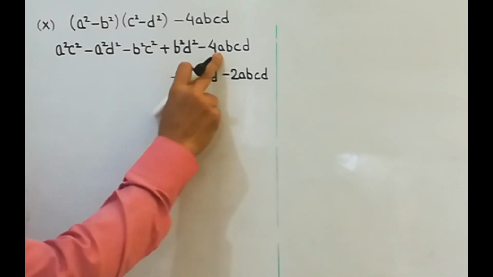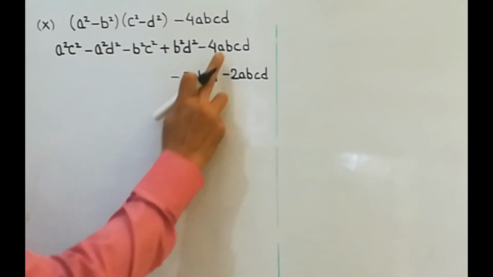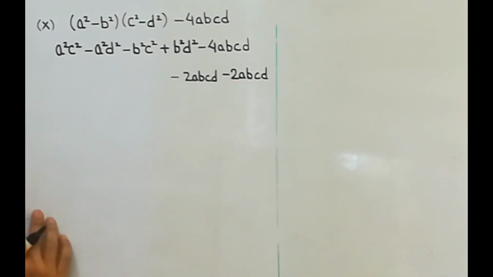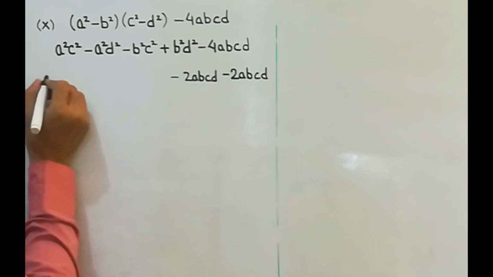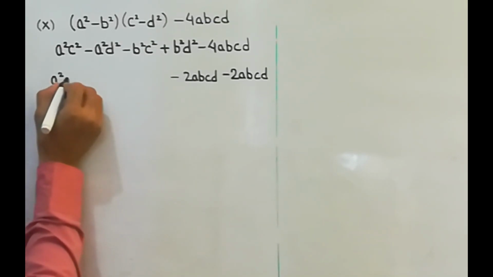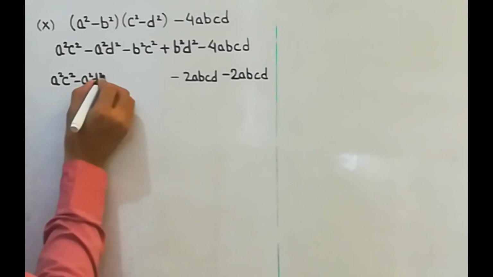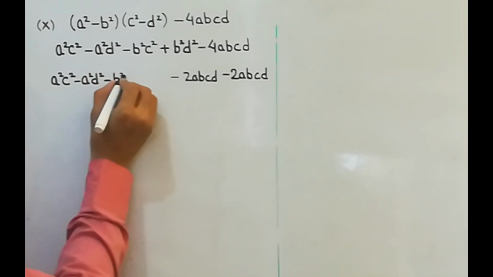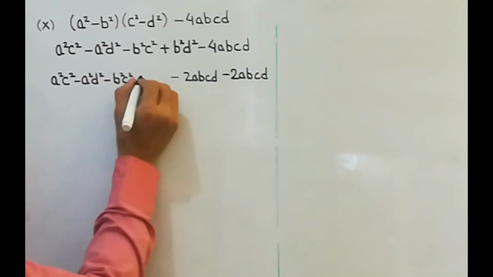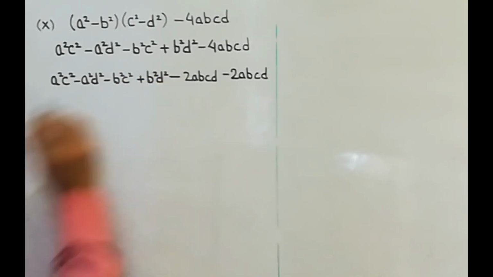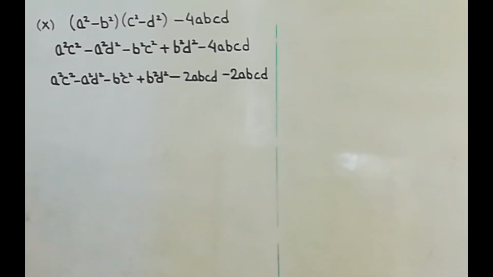Can this minus 4abcd be written like this? Minus 2abcd, minus 2abcd. We have broken it into two parts like this. The rest remains the same.